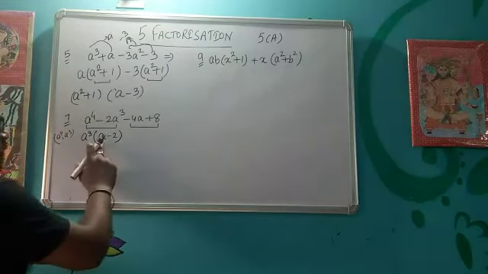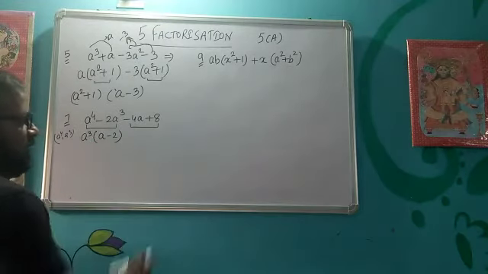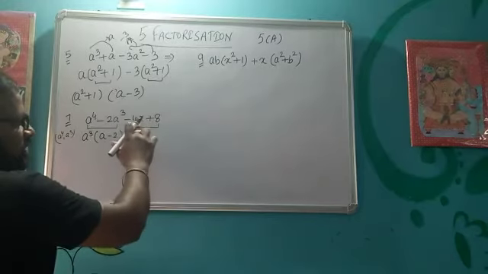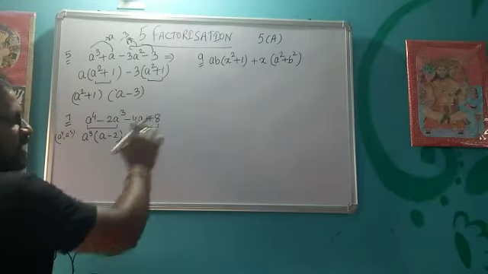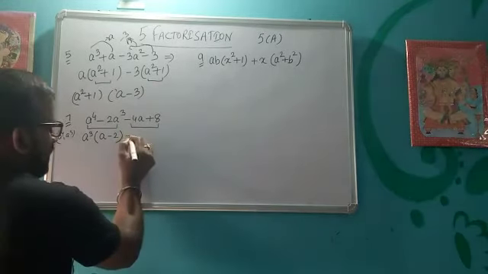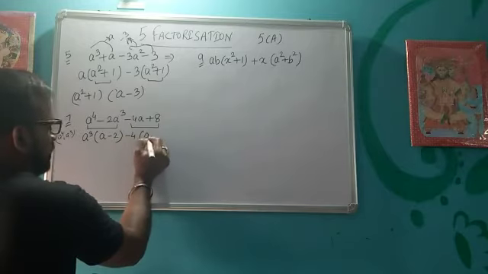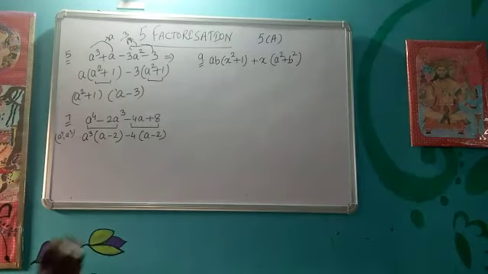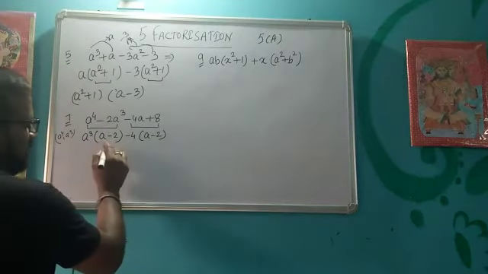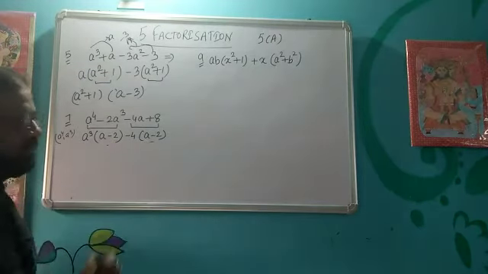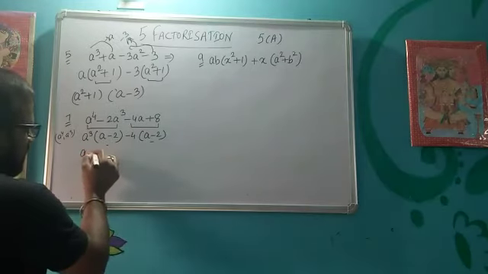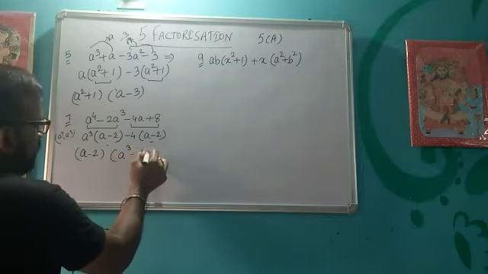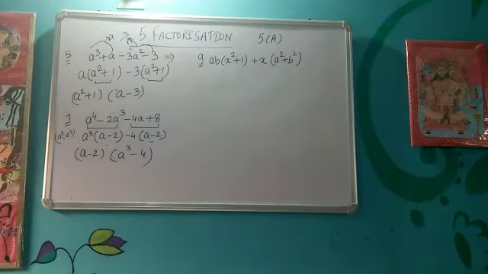Now I will try to form this a minus 2 here, and it is easily visible that 4 is a factor of 8. So I will take minus 4 as common, and it becomes a minus 2. Now two terms are there in which a minus 2 is common. So again I will take a minus 2 common, and in the bracket we are left with a^3 minus 4.